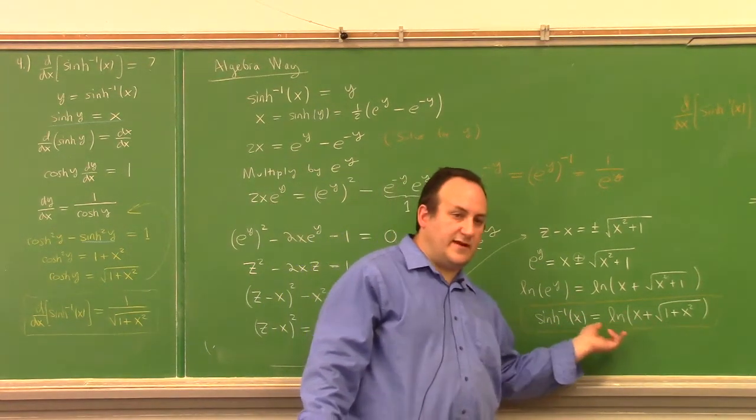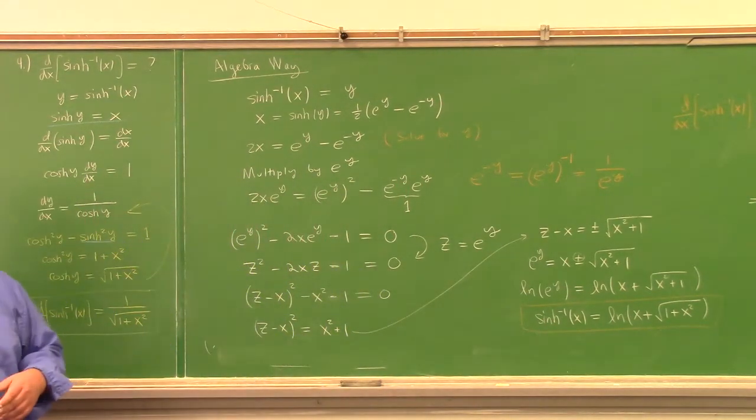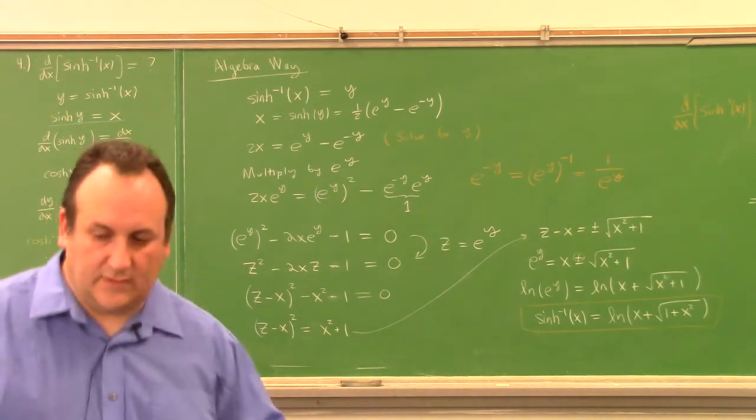There's a similar formula for hyperbolic cosine. There's actually also a similar formula for inverse hyperbolic tangent. All of the inverse hyperbolic functions can be written as natural logs of algebraic functions. Anyway, I will shut up.